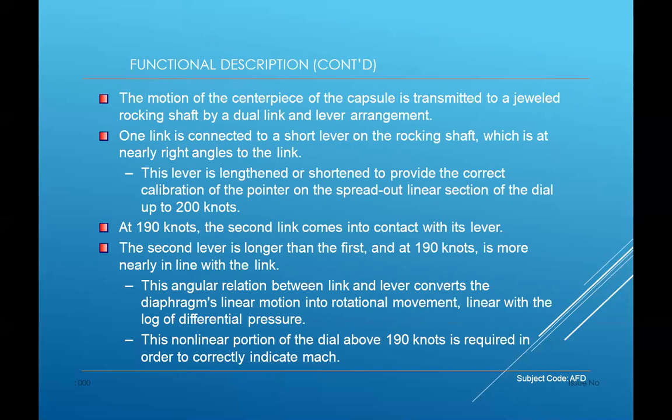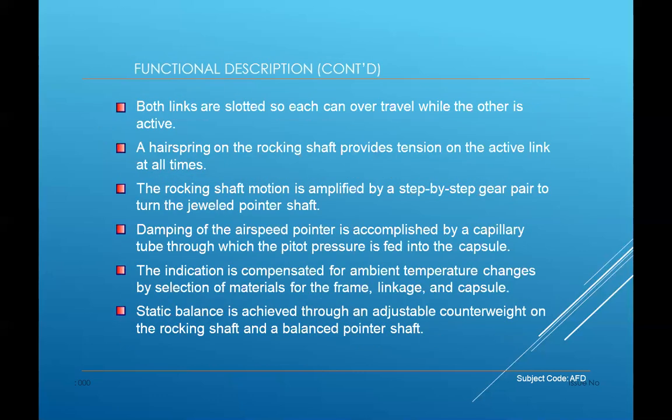At 190 knots, the second link comes into contact with its lever. The second lever is longer than the first, and at 190 knots is more nearly in line with the link. This angular relation between link and lever converts the diaphragm linear motion to rotational movement linear with the log of differential pressure. This non-linear portion of the dial above 190 knots is required in order to correctly indicate Mach. Both links are slotted so each can overtravel while the other is active.